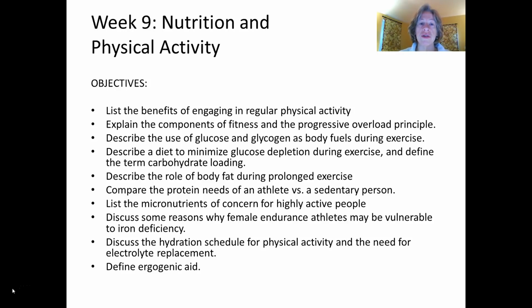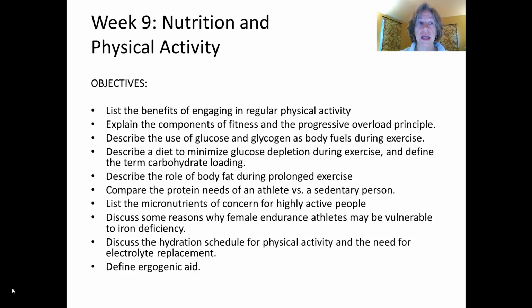So physical activity, nutrition and physical activity. We had a couple of guest lectures, but I also wanted you to review the online lecture for this unit because that online lecture contains the materials that are reflected in your chapter on this. And the things I want you to remember from this chapter are to keep in mind the benefits of engaging in regular physical activity. Physical activity is so good for you for so many reasons. A couple of things I want you to have in mind: the components of fitness and the progressive overload principle.